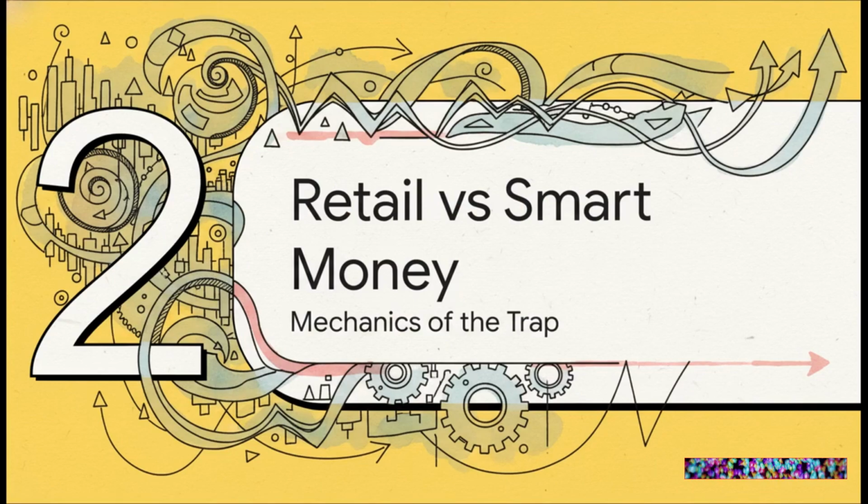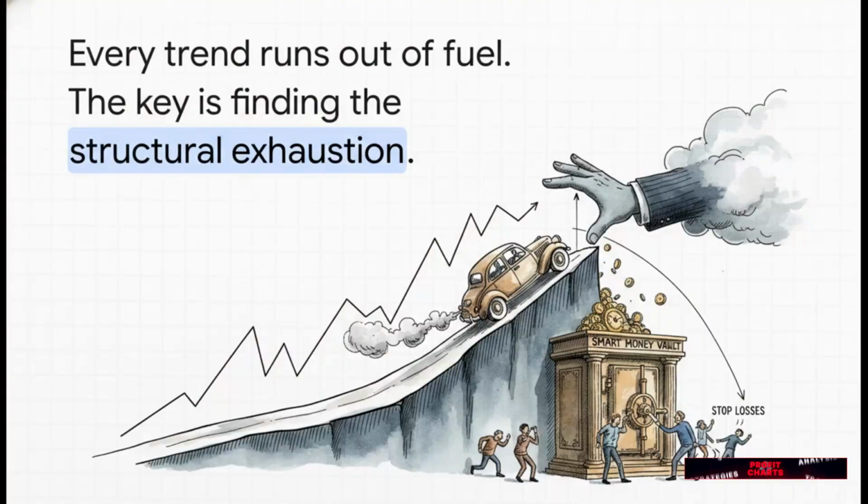All right, moving right along to Section 2, retail versus smart money, and the actual mechanics of the trap. Look, every trend eventually runs out of fuel. The key is finding the structural exhaustion. But here's the thing, a trend doesn't just stop on a dime and immediately reverse. It sputters. And smart money uses that sputtering to their advantage.